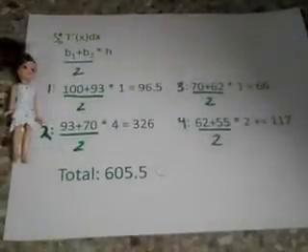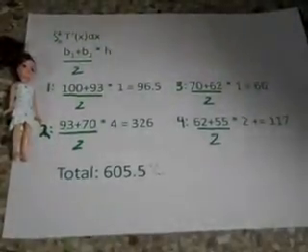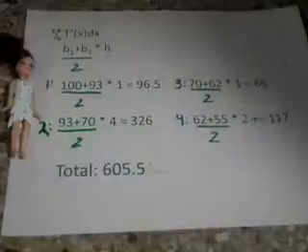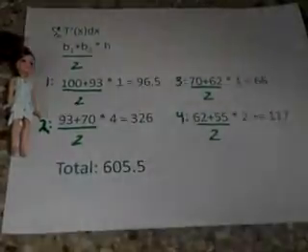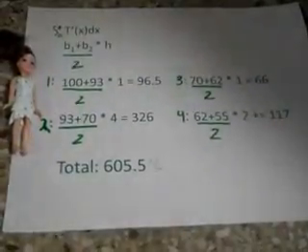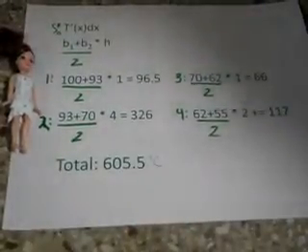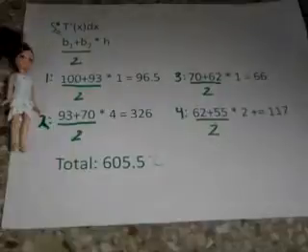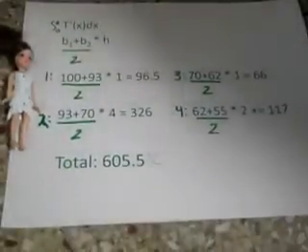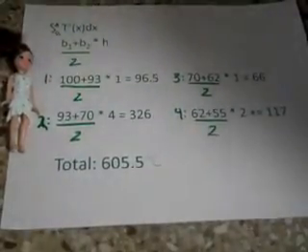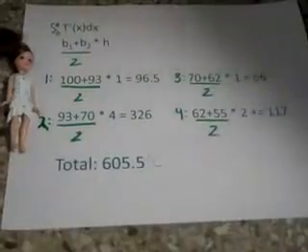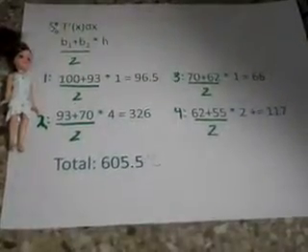Okay, so the trapezoidal sum equation is b1 plus b2 divided by 2 times height. So for the first subinterval, we would do 100 plus 93 divided by 2 times 1, and that would equal 96.5. And then for the second one, it would be 93 plus 70 divided by 2 times 4, but that would equal 326.